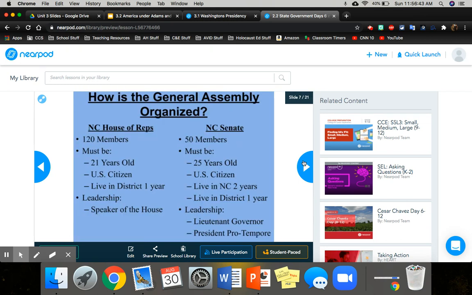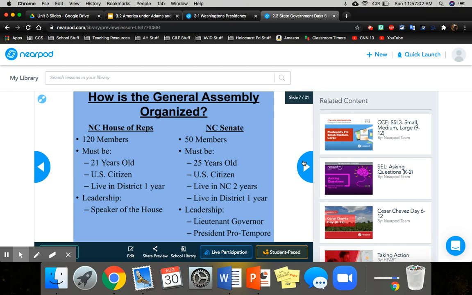All right. Our General Assembly is organized this way. The House, there are 120 members. You've got to be at least 21 years old, be a U.S. citizen, and live in your district that you want to represent for a year or more. There is a Speaker of the House, just like there is at the federal level.